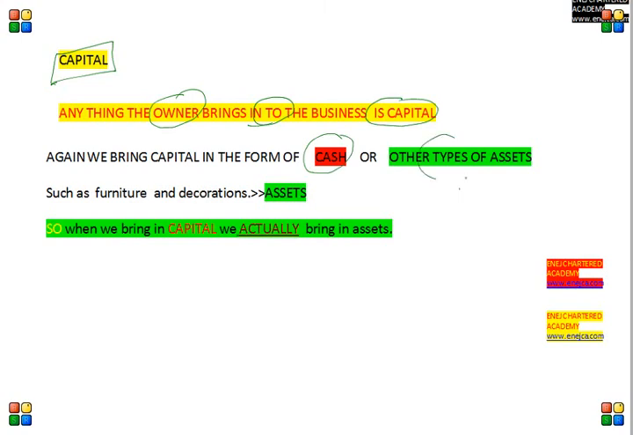other types of assets. Mr. X wants to start a business. He might bring in cash, or he might bring in furniture and other decorations from his home. So these both will be classified as capital.